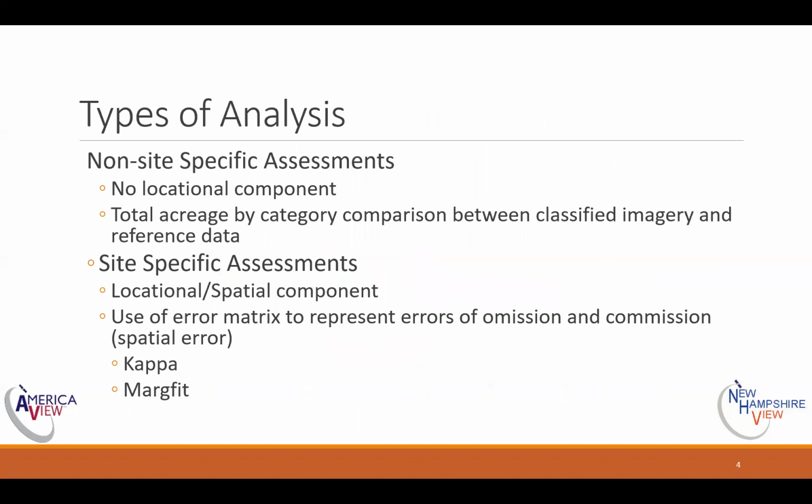That'd be great. Okay, different types of analysis. As we've mentioned earlier in these previous lessons, you can do non-site specific assessments and site specific assessments. And so just to make sure we're understanding that, early on in accuracy assessment, and still in some places, people do non-site specific assessment. The issue here is that there's no locational component. What happens is it does an average by hectares or by acreage, by category, and it compares what the map said in an overall total to what the reference data said in an overall total.